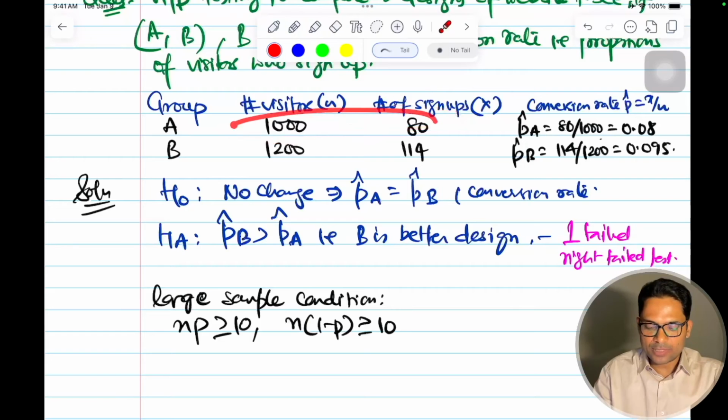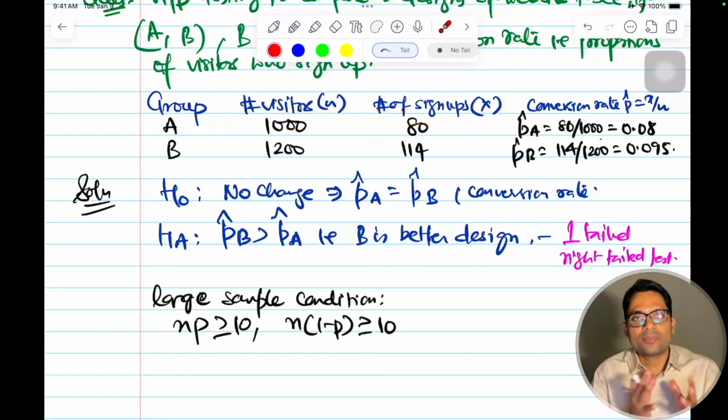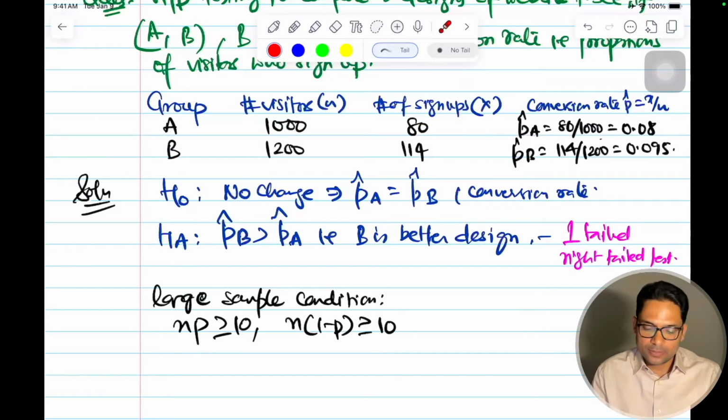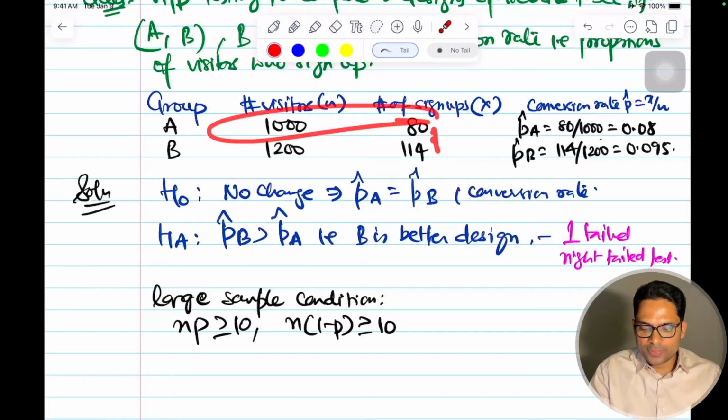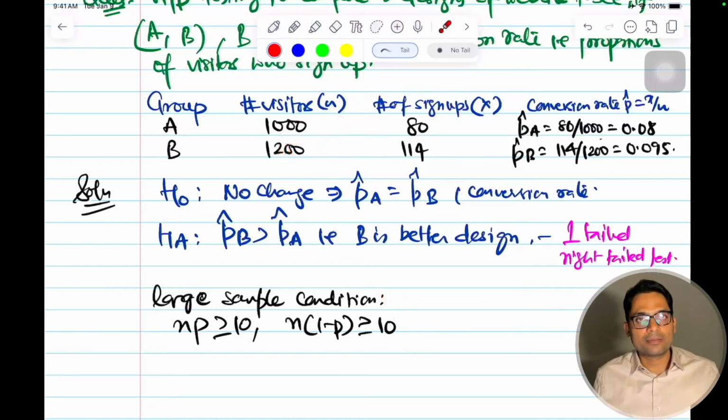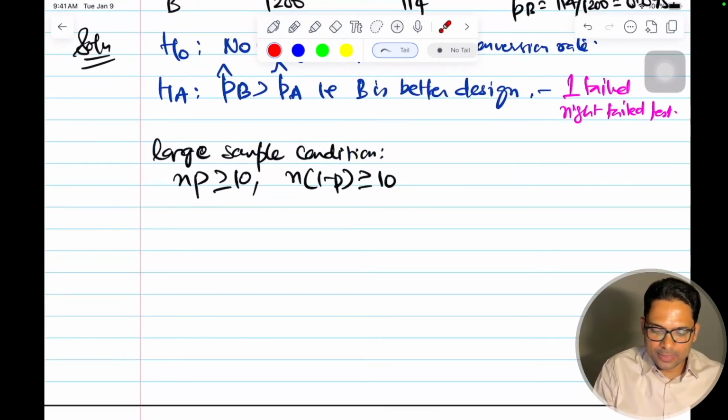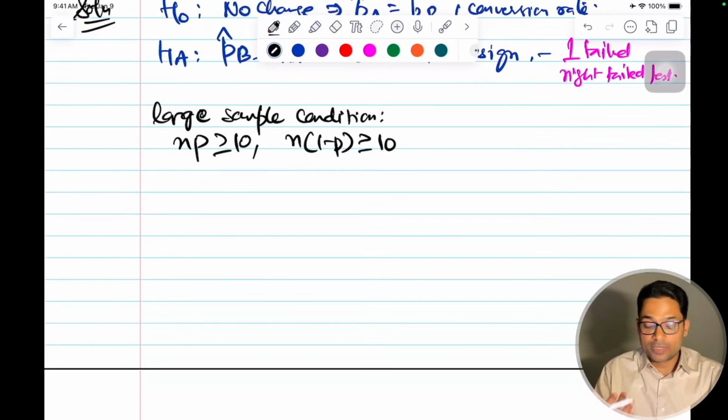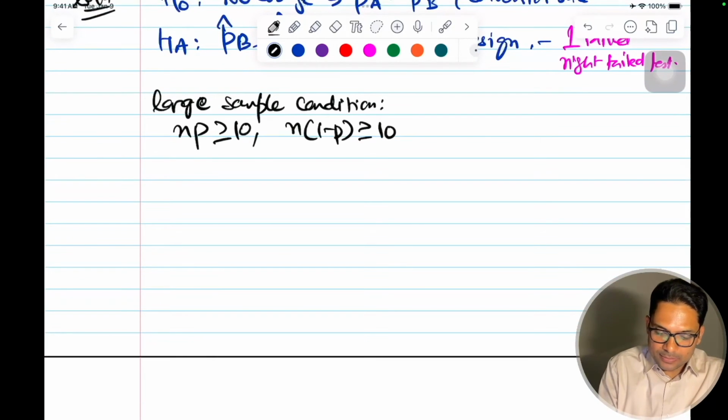I'm just pointing it out because you should do this test if you have a small sample size. You count the number of successes. We have 80 here, so it is clearly greater than 10, and the failure is the remaining 920, so it is clearly greater than 10. I hope that makes sense. And then we continue with our test statistic.